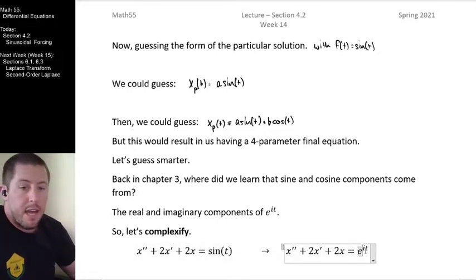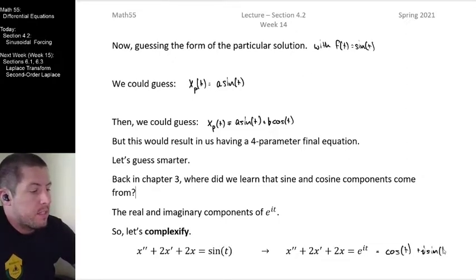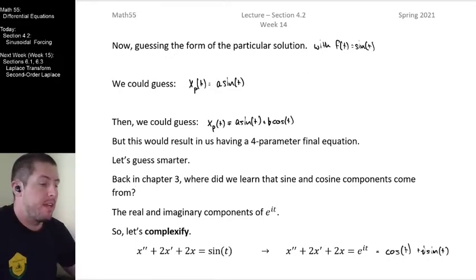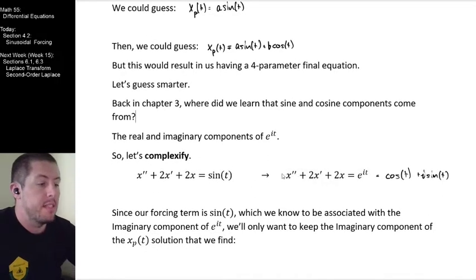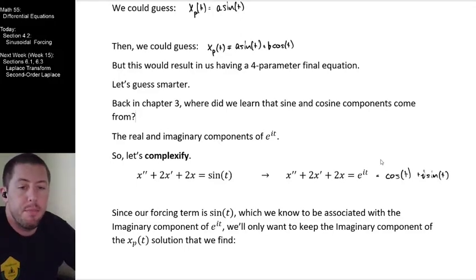We're going to replace that sine of t with e to the it, and I know that that's a kind of reasonable thing to do, because I know that this is just cosine of t plus i sine of t. And so it looks like we want to keep the imaginary component of whatever we find. So you should notice now that this is an imaginary valued equation. So we should expect to get imaginary valued solutions, but we only want to keep the imaginary component of that complex number, because we started with sine, and sine is what's tied to the complex component of the e to the it stuff over here.